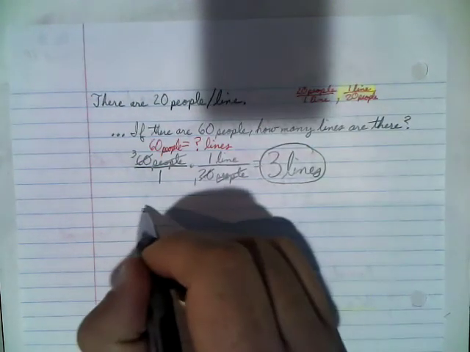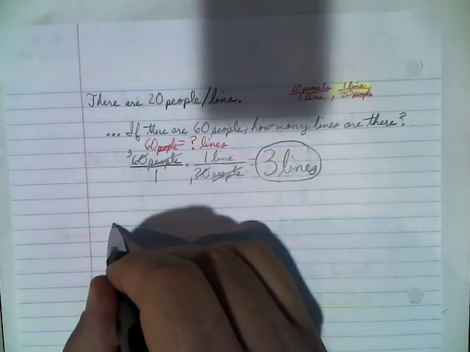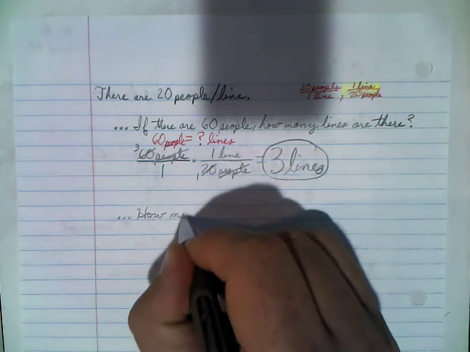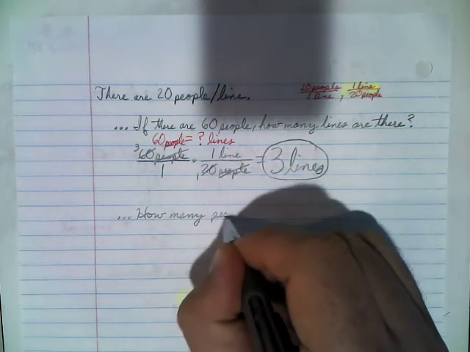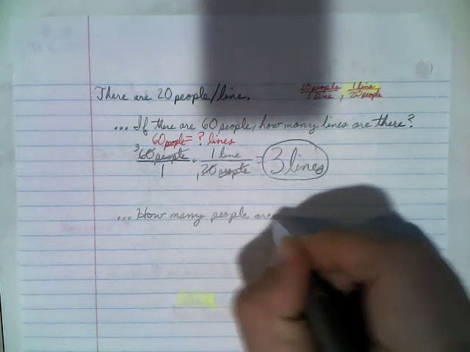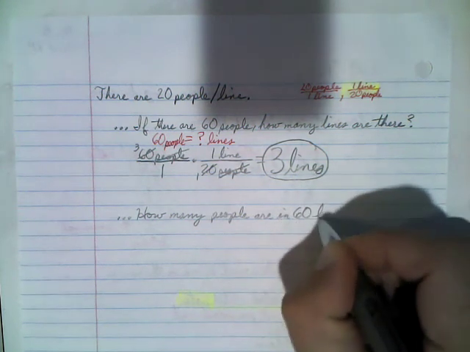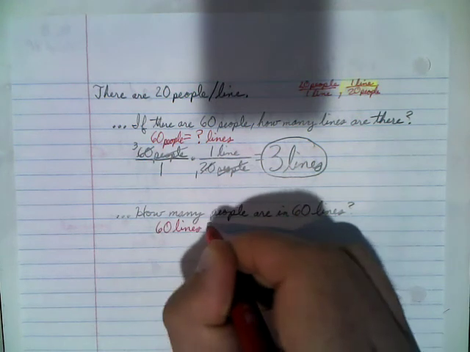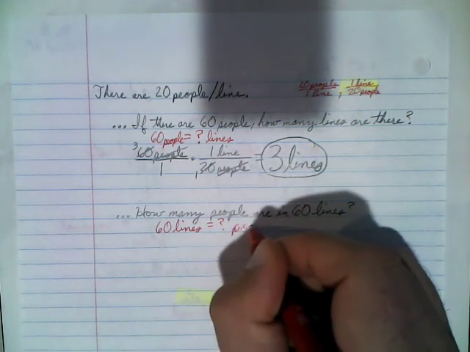Now skip a couple lines here, and we're going to do another ellipsis. So this ellipsis again is saying go back to the beginning. So there are 20 people per line, but this time I want to know how many people are in 60 lines. So this time I know I have 60 lines, but I want to find out how many people is that.